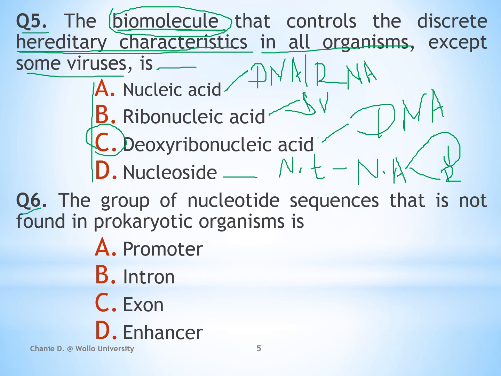Question number 6. The group of nucleotide sequence that is not found in prokaryotic organisms is blank. In this question, all those are nucleotide sequences. They consist of different nucleotide sequences, but the one which is not found in prokaryotes is the keyword for question number 6.